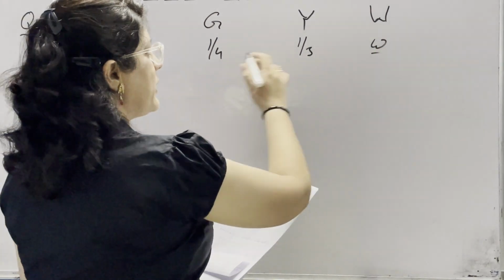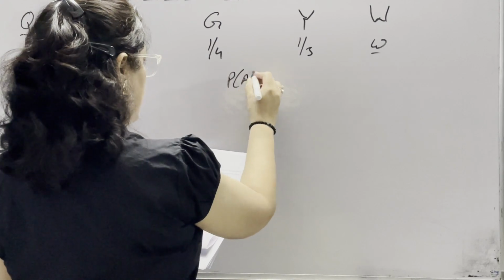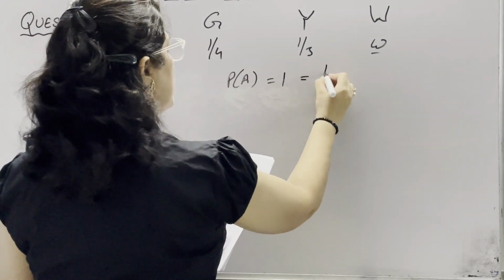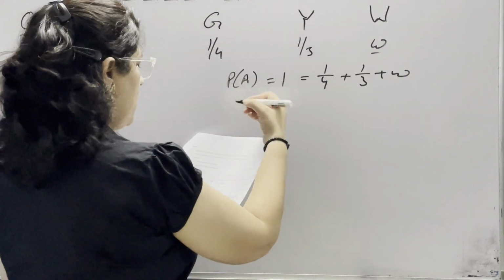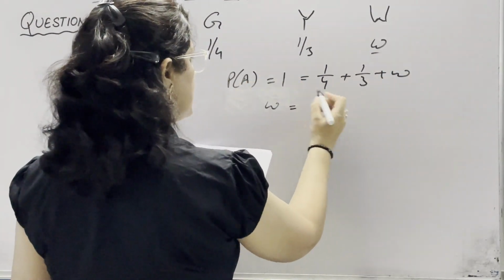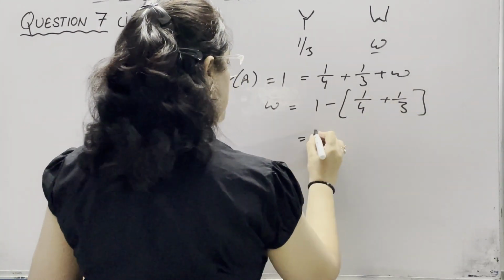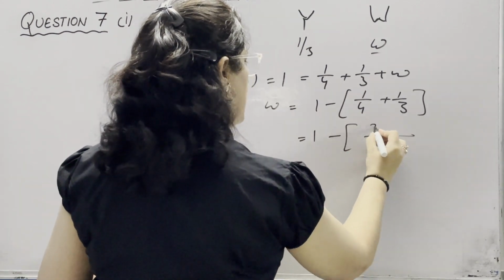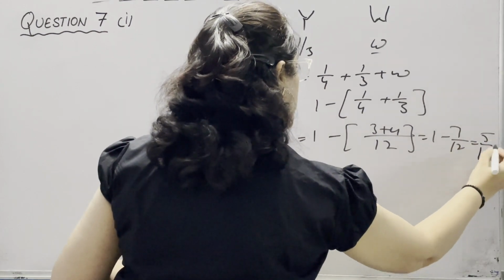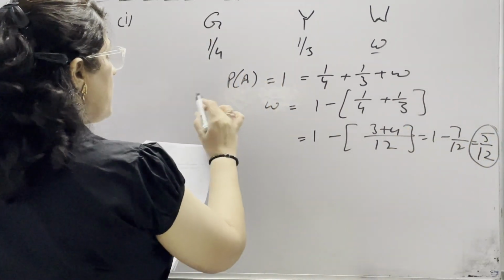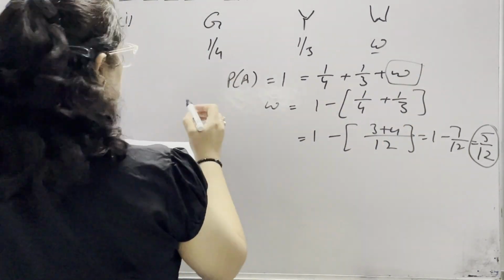We know the total probability of the event is 1. So P(A) is 1, which is equal to 1 by 4 plus 1 by 3 plus W. So the probability of selecting a white ball, W, is equal to 1 minus (1 by 4 plus 1 by 3). It means 1 minus, this LCM is 12, and then 3 plus 4, it means 1 minus 7 upon 12, it means 5 upon 12. So 5 upon 12 is the probability of selecting a white ball. Now this is our B part.